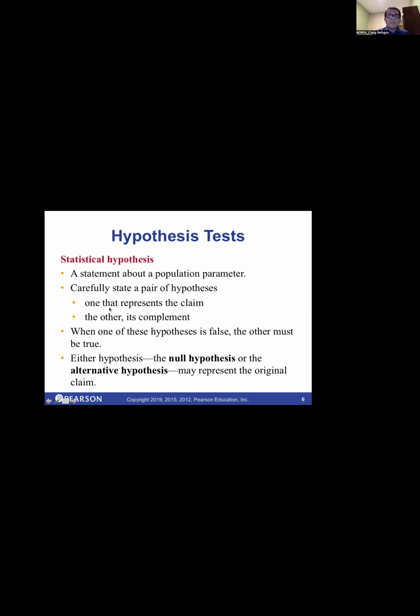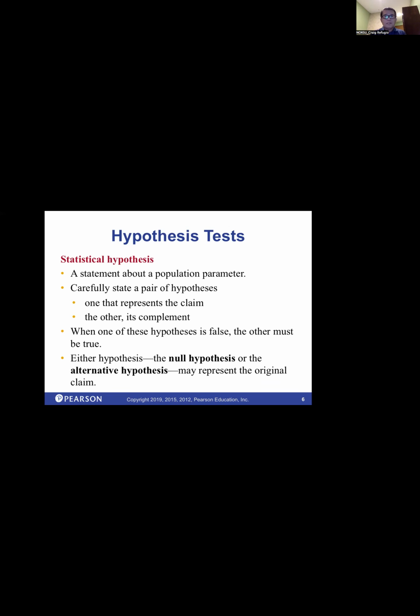So one represents the claim, and the other is the complement. They're actually complementary. Later you will know what we mean by complementary statements. When one of these hypotheses is false, the other must be true. Since they're complementary, if the first is true, the second is false. If the first is false, then the complement, or the second statement, is actually true.